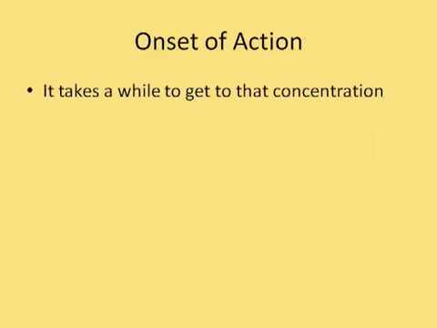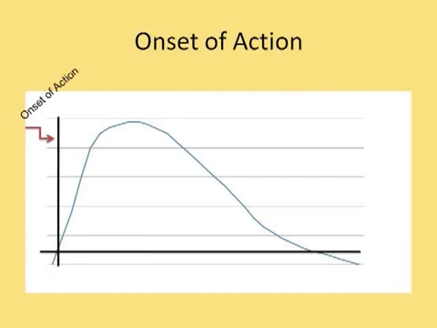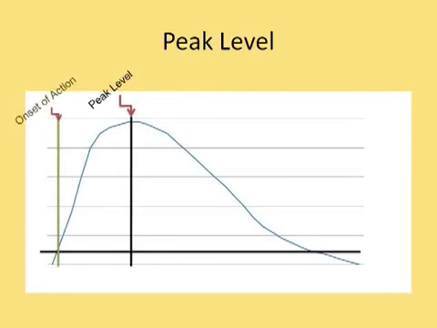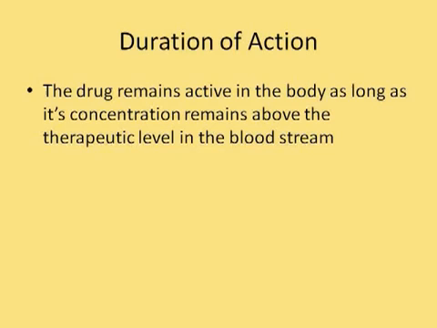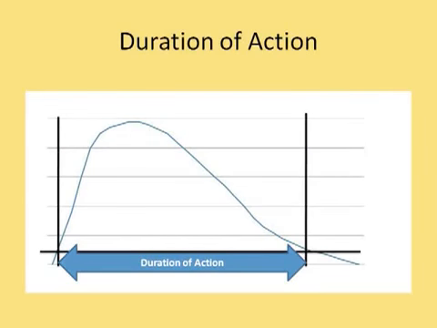Now, from the time the client takes the drug until we start getting a therapeutic response, that's called the onset of action. The drug is entering the blood, it's building up, and when it finally starts to work, that's your onset of action, when it finally reaches that therapeutic level. The drug continues to increase until it gets to a peak level in the blood. And the drug remains active in the body as long as its concentration remains above that therapeutic level in the bloodstream.